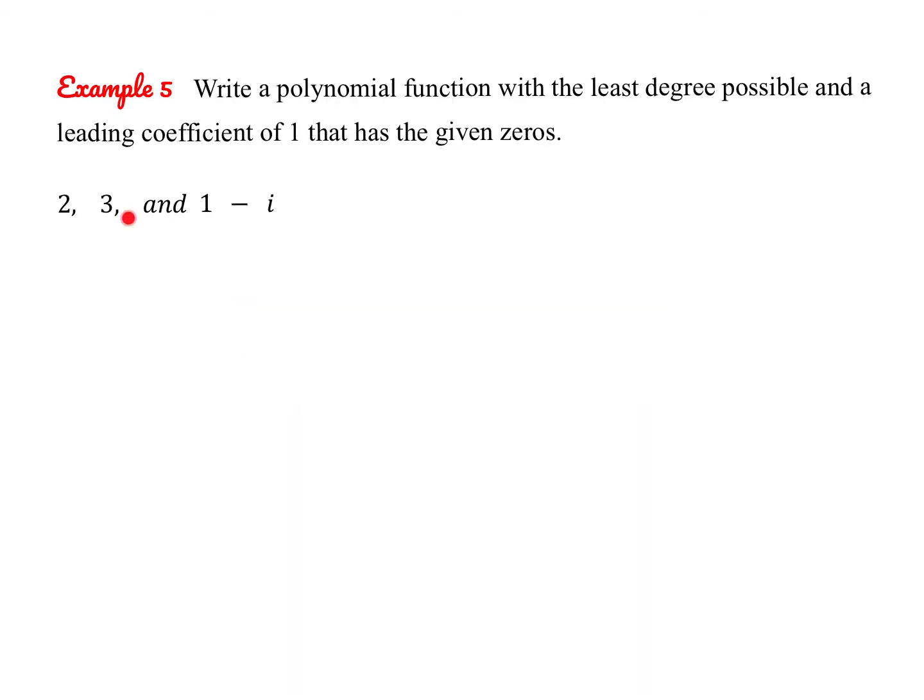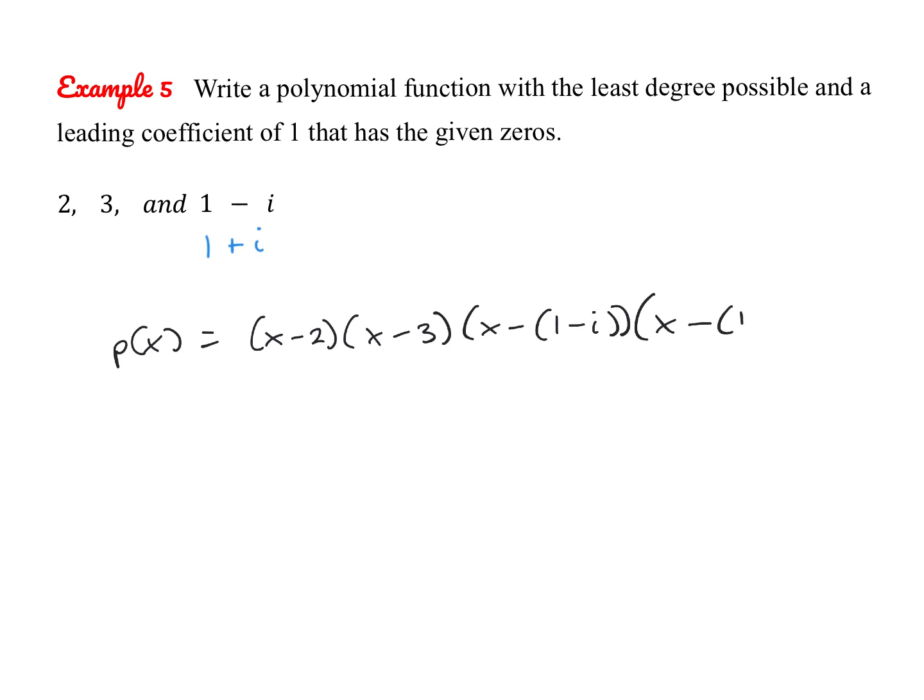Okay, let's try another one together. Same set of directions, so we're given the zeros 2, 3, and 1 minus i. So remember that second theorem that we learned said that if a plus bi is a 0, so is a minus bi. So here we have 1 minus i is one of our zeros, so we know that 1 plus i must be an additional 0. So here we're going to make this polynomial function with these 4 zeros. So let's start by setting up our factors. So x minus 2 times x minus 3 times x minus (1 minus i) in parentheses, and then x minus (1 plus i).